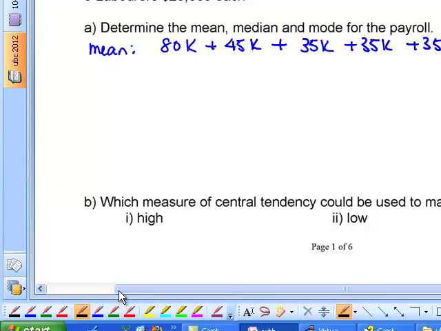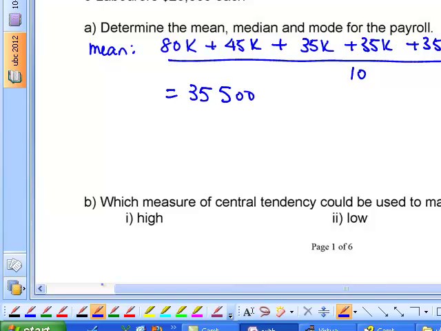And then, of course, we have to divide by the number of data points. 1 manager, 1 supervisor, 3 mechanics. So that's 2 plus 3 is 5, plus 5 labor. There are 10 data points here. So go ahead and do that. And I believe the answer should be 35,500. Okay, that's the mean.